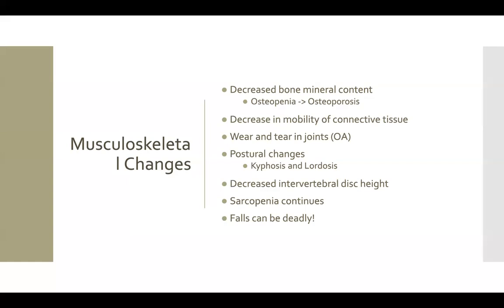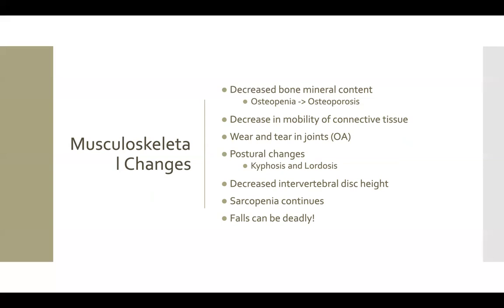Then we also have postural changes. So kyphosis and lordosis. Kyphosis is that upper back curvature referred to as humpback. And lordosis is that curve towards the front of the body, typically found in the lower back and the neck area. You have that decreased intervertebral disc height, which we referred to last slide with the hyaline cartilage. Sarcopenia will continue. So that's atrophy of the fast twitch type muscle fibers.